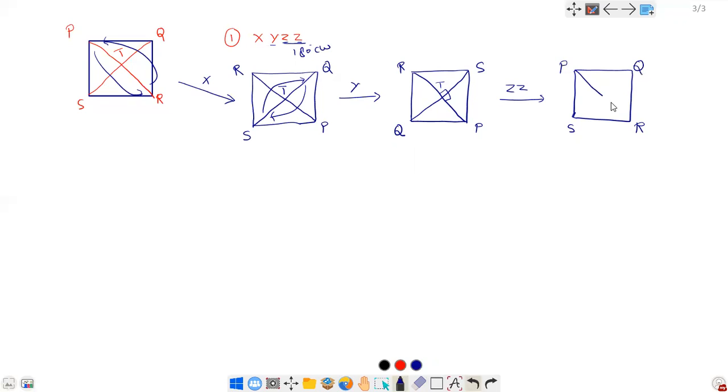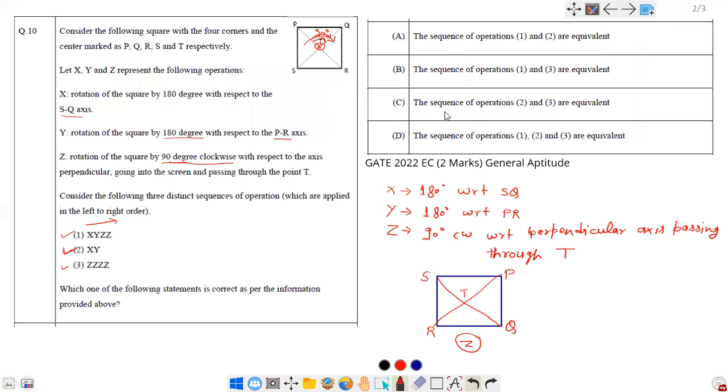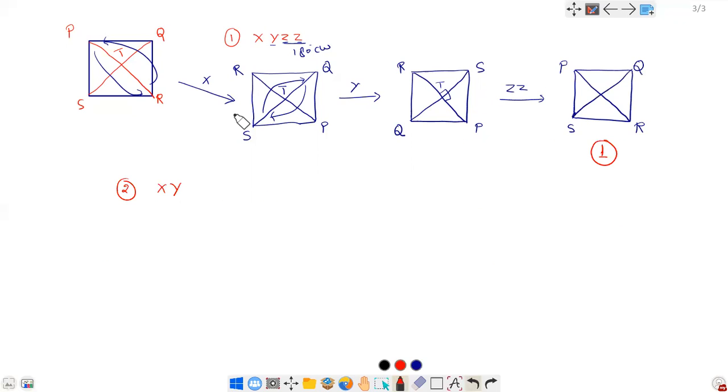So this is the final result of the first sequence that is given. So this is the final result of the first sequence, right? Now the second sequence is given, x y. This is the second sequence, x y. What is the result of this? We have already obtained the x y result.